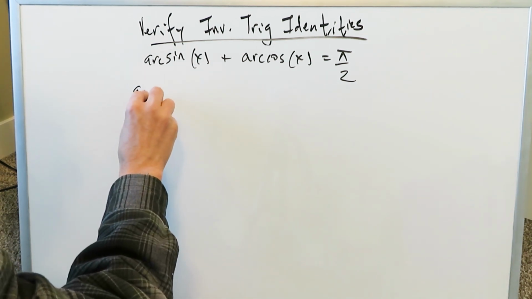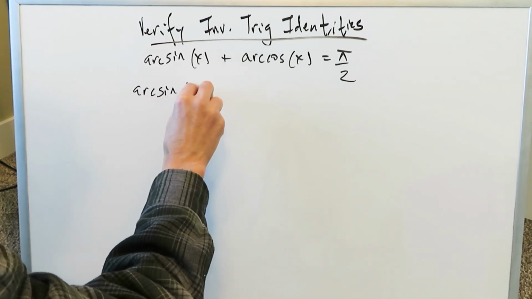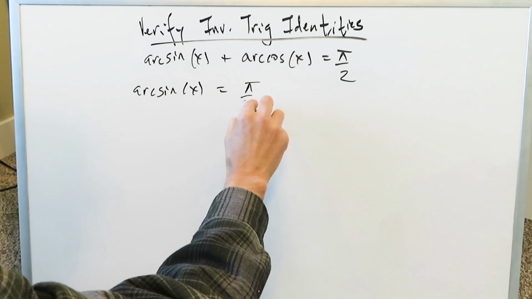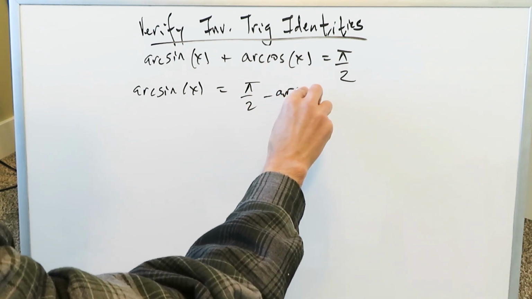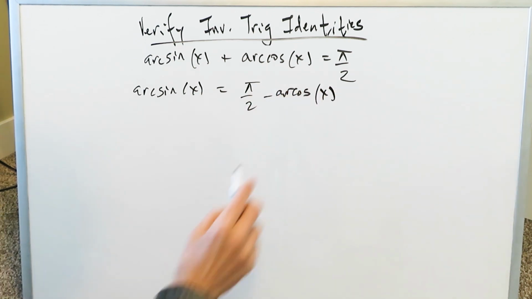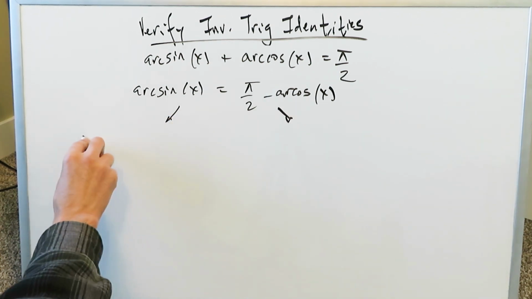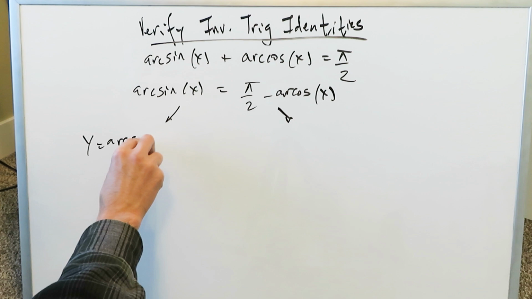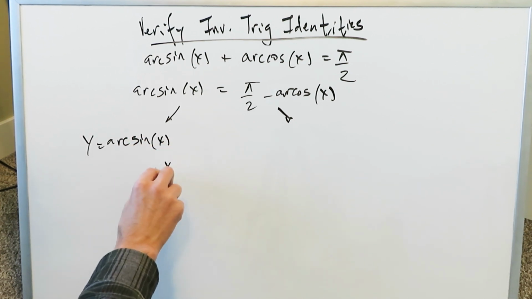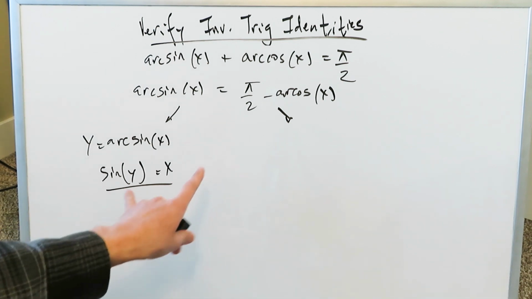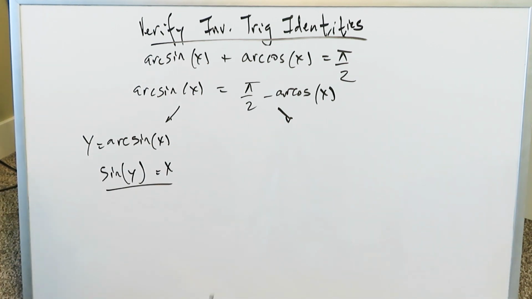A good way of doing this is first you have to rewrite everything before you start separating everything out. Take this on the other side. You're looking at a pi over 2 minus inverse cosine of x. Now individually separate these into their separate functions. Here you'll have a y is equal to arc sine x, and you know here x is equal to just sine y. And this part right here is done. We need to somehow demonstrate this is equal to that, and we will.